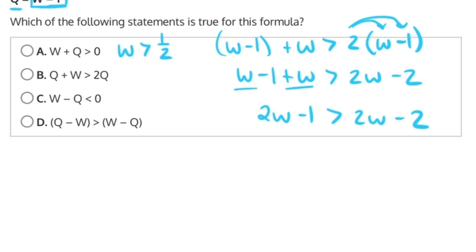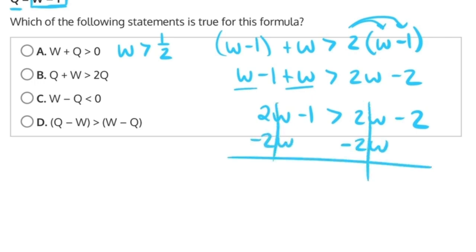Now we can do opposite operations. 2w is positive, so subtracting it from both sides would be the opposite operation. Both of these would cancel, leaving us with negative 1 is greater than negative 2. In this case, we don't have a variable on either side of the inequality, so this is a definitive statement. Negative 1 is always greater than negative 2, therefore making this a correct statement and our correct answer. But for the sake of the video, I will go through and show you why C and D are incorrect.